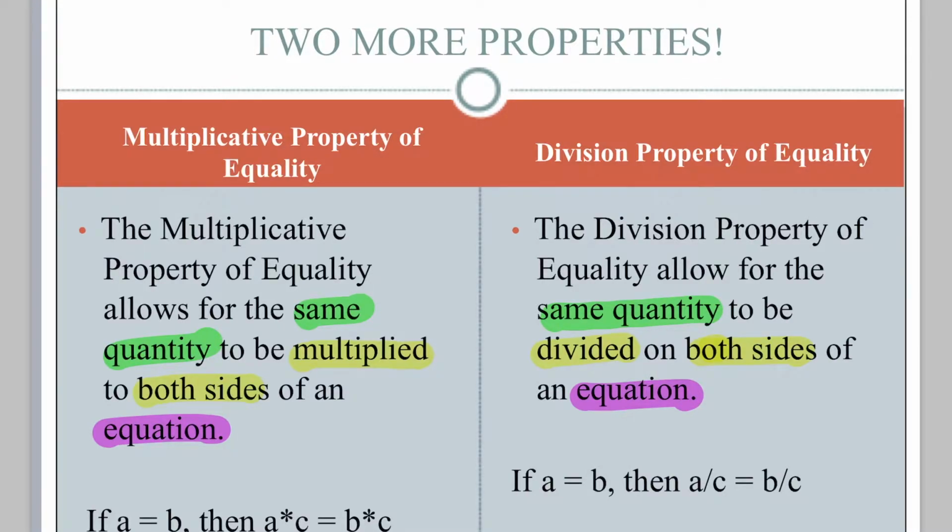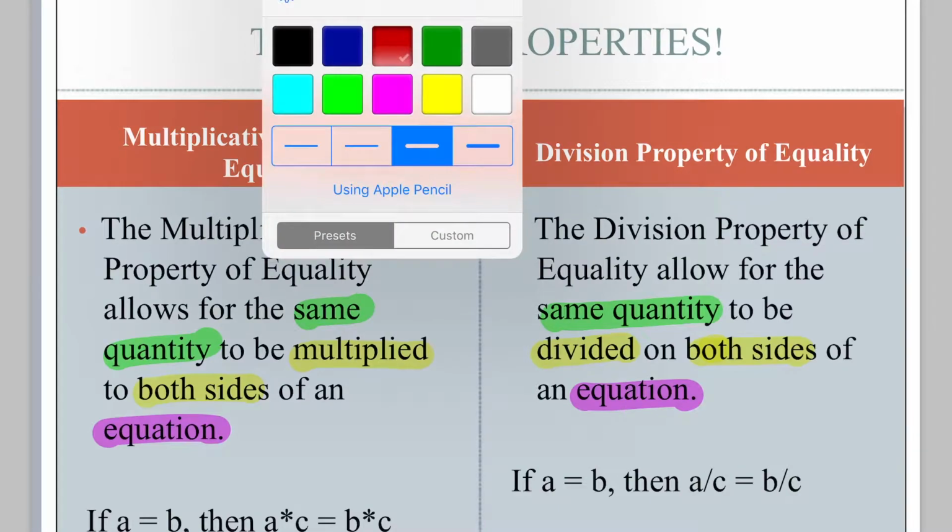The important concept is that if you perform an operation on one side of an equal sign or one side of an equation, the exact same operation with the same values must be performed on the other side of the equal sign or the equation to maintain the equality. And the multiplicative property of equality allows us to do that with multiplication. The division property of equality allows us to do that with division.